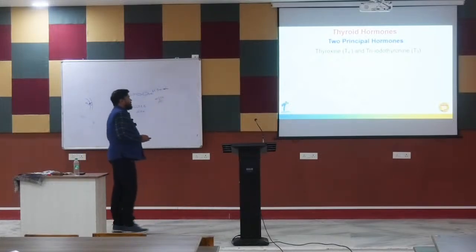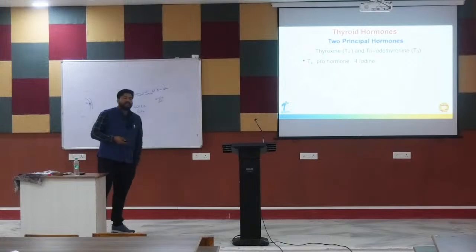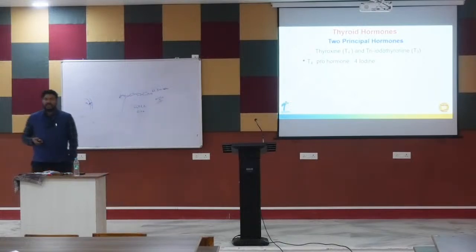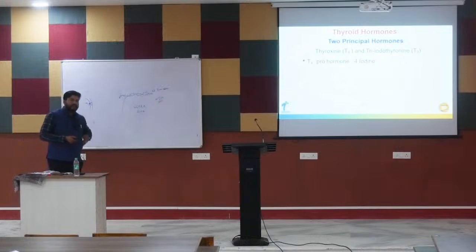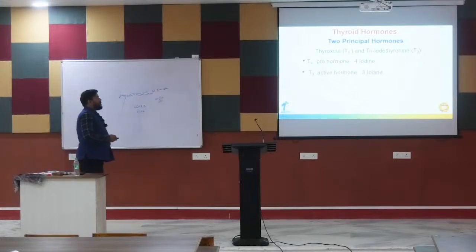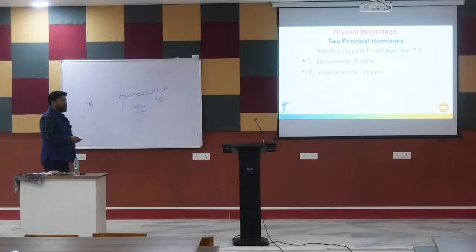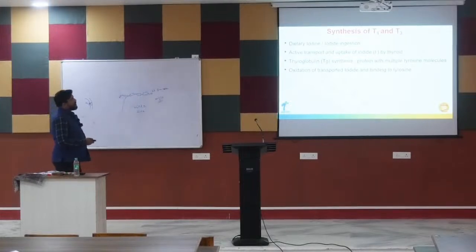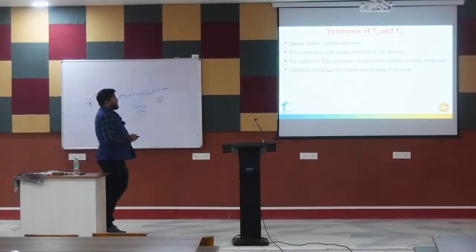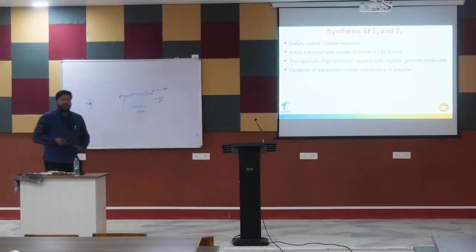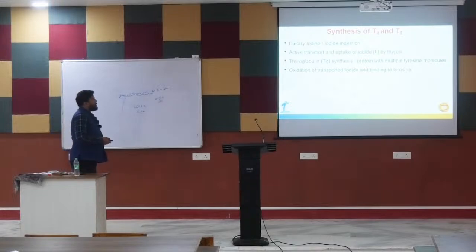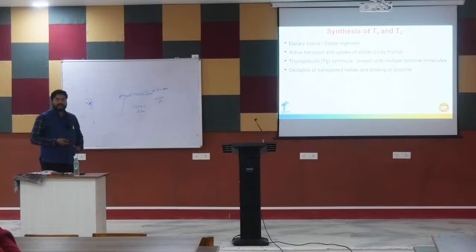T3 and T4. So basically T4 is a prohormone, it is not active. The active hormone is T3, okay? Metabolically active hormone is T3. T4 contains 4 iodine molecules and T3 contains 3 iodine molecules. So dietary iodine, iodine ingestion, active transport, uptake of iodide by the thyroid with the help of sodium iodide symporter, followed by oxidation of this transported iodide and binding to tyrosine residue.